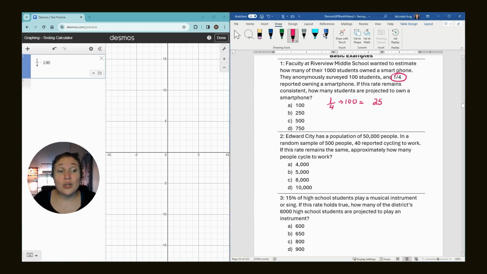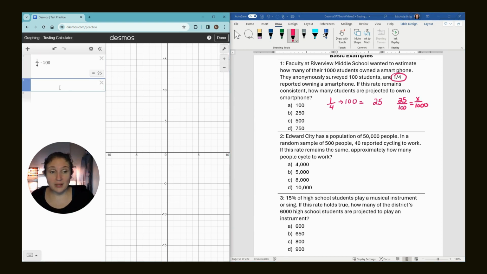Okay. You could set up a proportion saying like 25 over 100 equals X over 1,000. And if you watched my rates and proportion video at the beginning of, I think it's this unit, it might be the first unit, you know that we just type it in, 25 over 100 equals X over 1,000.